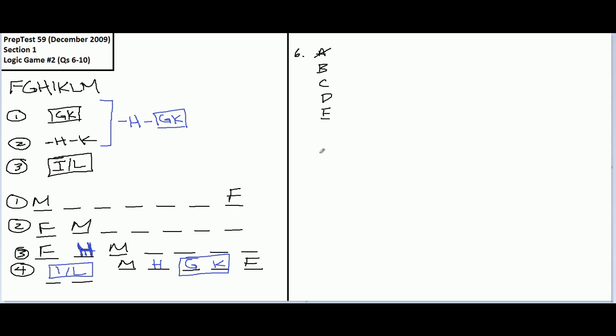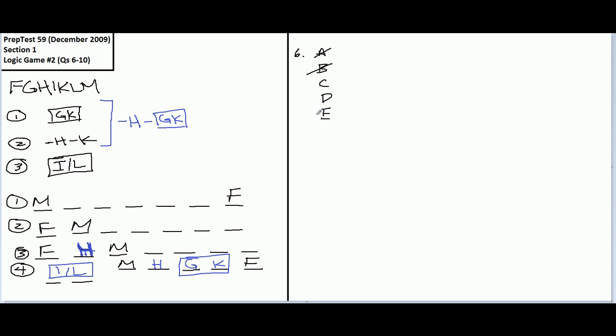How about answer choice B? Does that follow all of our rules? No. Here, H is the first element, and we know from our rule down here, the second rule, that H cannot be the first element. So we can get rid of it. How about C? C looks pretty good. H is before the GK block. H is not first. I and L are both right next to each other in some order, and so those are the rules that we're looking to satisfy. So C looks pretty good.